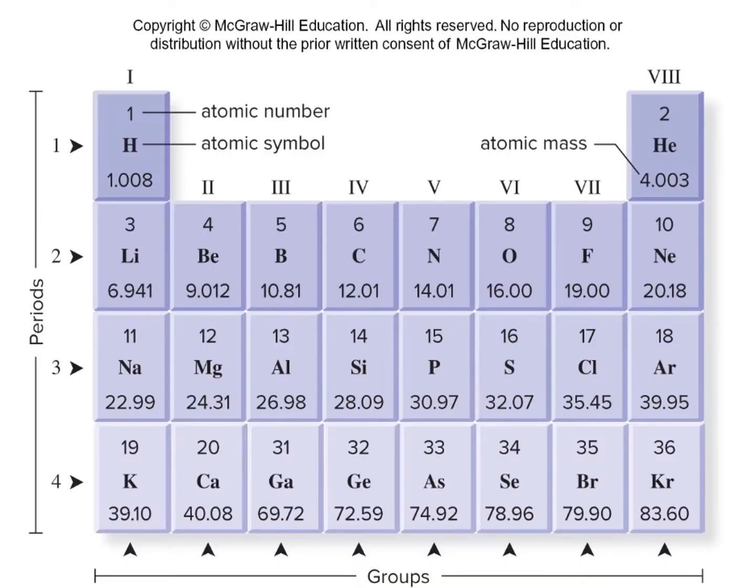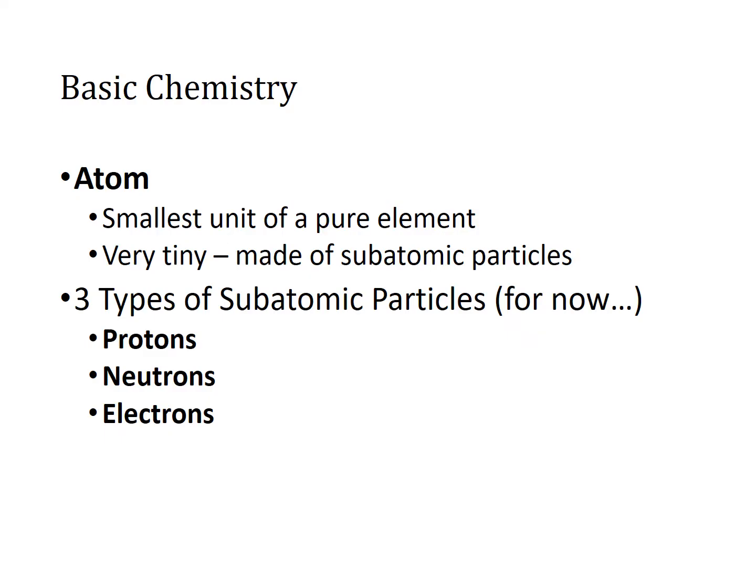This is the periodic table. Many of you have seen those. It is organized in rows and periods, groups. So basically, the most simplistic idea of basic chemistry is atom level. We talked about atoms when we talked about the biological levels of organization. So the atom is the smallest unit of a pure element. It's very tiny. It's made of subatomic particles, and the ones that we know for now are protons, neutrons, and electrons.